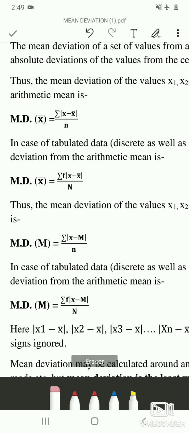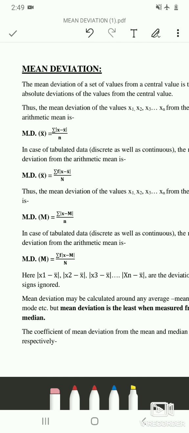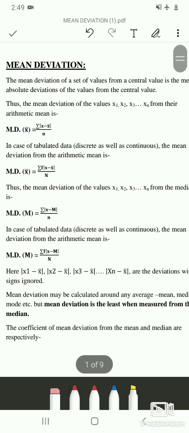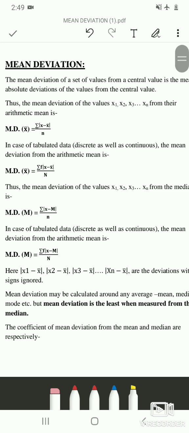That is, in such cases you have to ignore the negative sign. So mean deviation from the arithmetic mean, that is denoted by capital M.D, that represents mean deviation, and x bar represents the arithmetic mean. So the formula is summation modulus of x minus x bar upon n. So in the case of tabulated data, that is discrete as well as continuous, the mean deviation from arithmetic mean is summation f modulus of x minus x bar upon capital N.